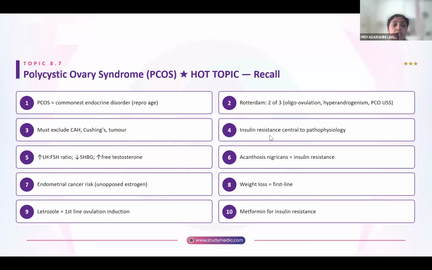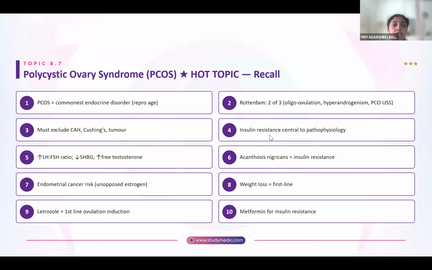So the next important topic of your reproductive endocrinology is amenorrhea. Now, what do you mean by amenorrhea? Amenorrhea is any woman who hasn't got periods. However, when you come to clinical scenarios, you need to distinguish between primary amenorrhea and secondary amenorrhea.